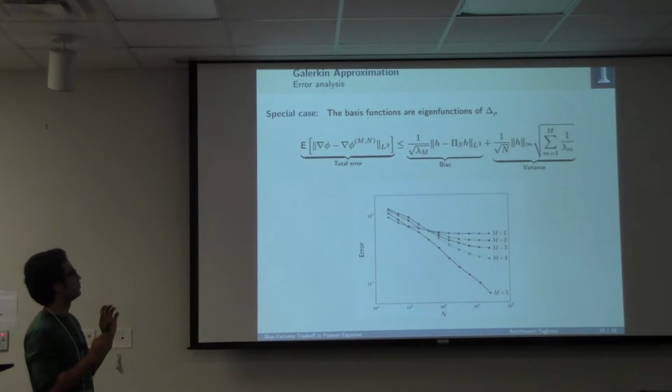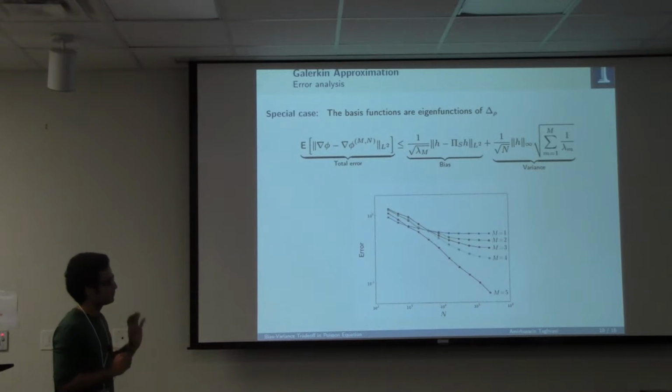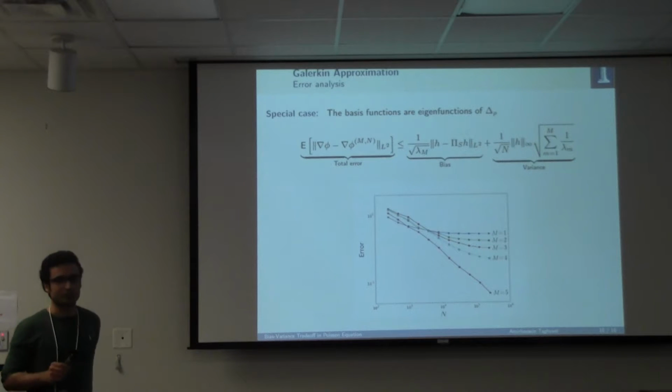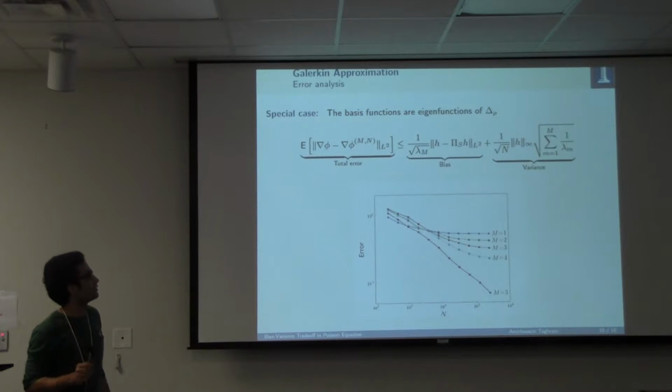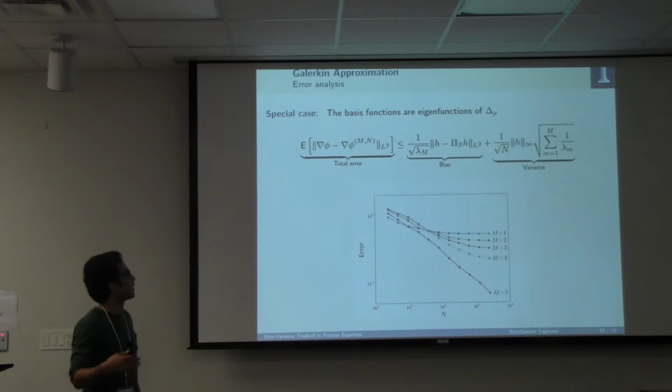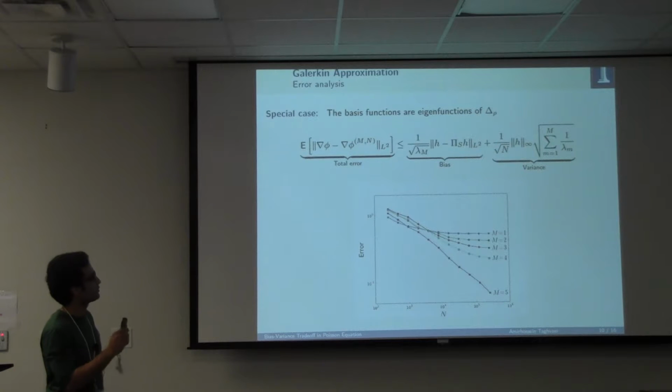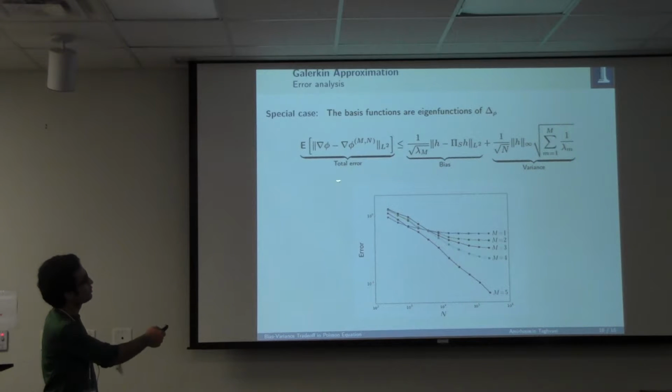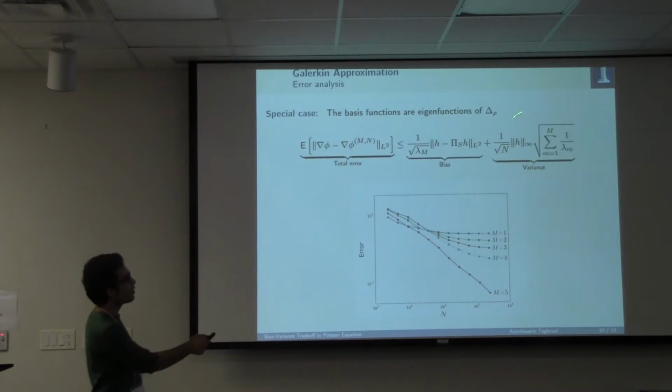So now, this slide is error analysis for the Galerkin approximation. In general, it is very hard to do numerical error analysis, but in the special case, if you choose your basis functions to be the eigenfunctions of the weighted Laplacian, you can do something. So you can write the total error in two terms, bias and variance.